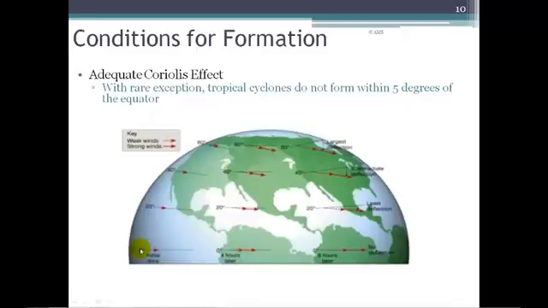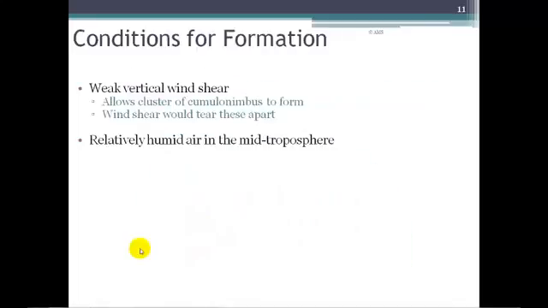Other conditions for hurricane formation include weak vertical wind shear. If we have strong vertical wind shear, it doesn't allow for the cumulonimbus clouds to grow. It kind of topples them over before they get big enough. And the last factor for formation of hurricanes is relatively humid air in the mid-troposphere.